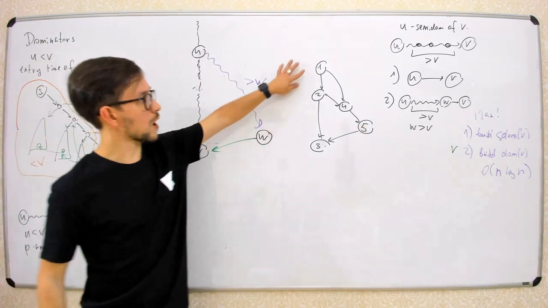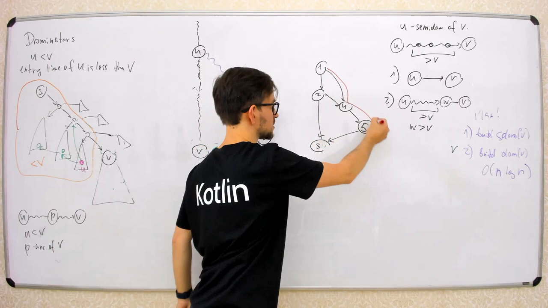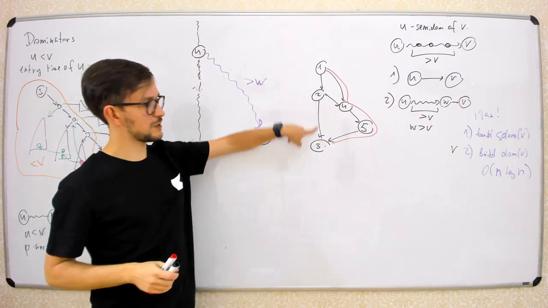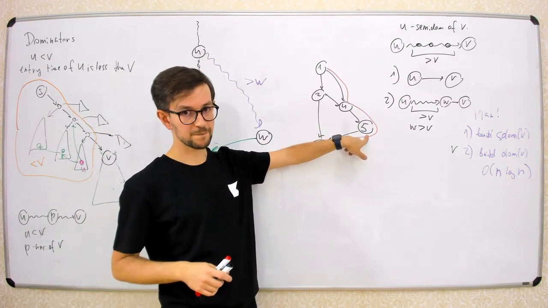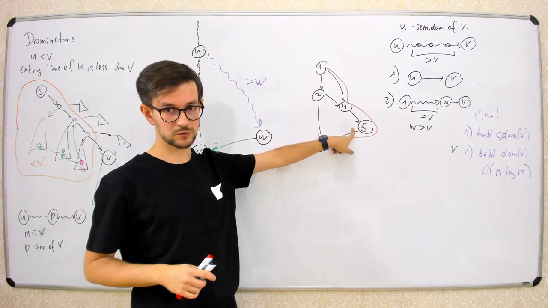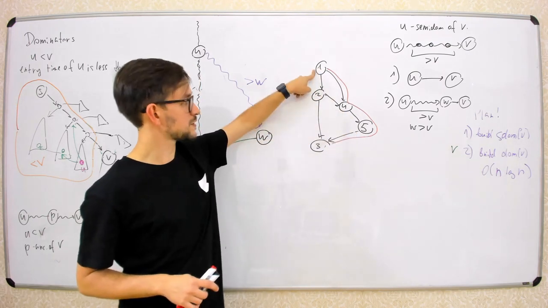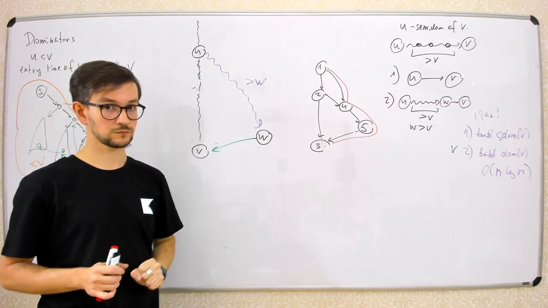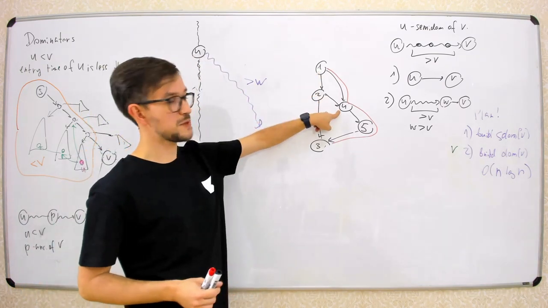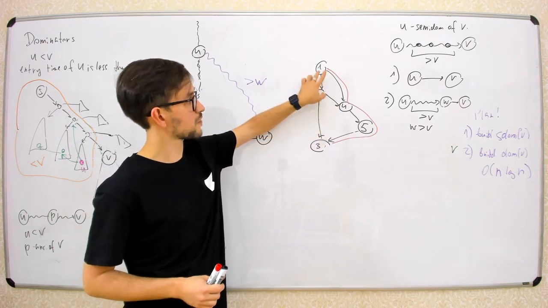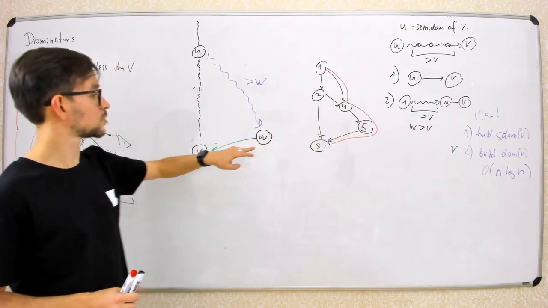For example, in this situation, 1 is a semi-dominator of 3, because I have this path. So 1 is a semi-dominator of V. The last edge on this path is the edge from node 5. But node 1 is not a semi-dominator of 5. On this path, I have node 4, and 4 is less than 5. So 1 is not a semi-dominator of 5, but 1 is a semi-dominator of 3. Why does it happen? Because 1 is actually a semi-dominator of 4. So I can use this path from 1 to 4, then use this branch from 4 to 5, and then go here.